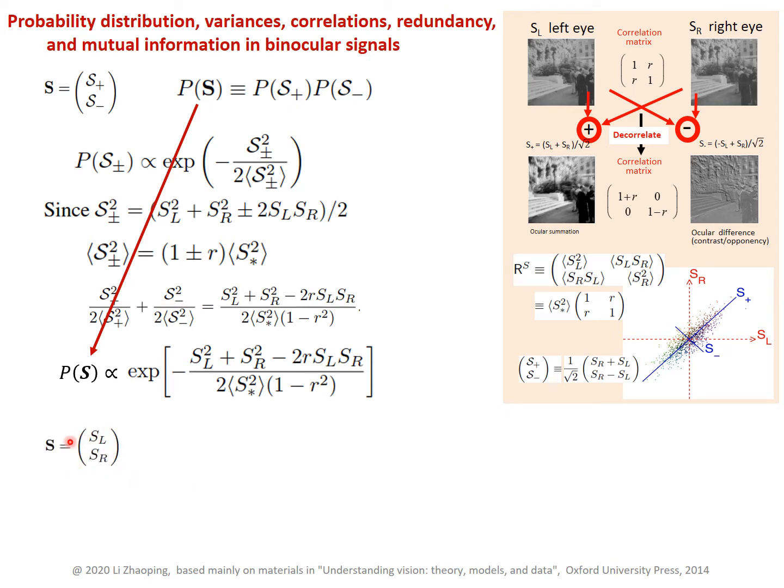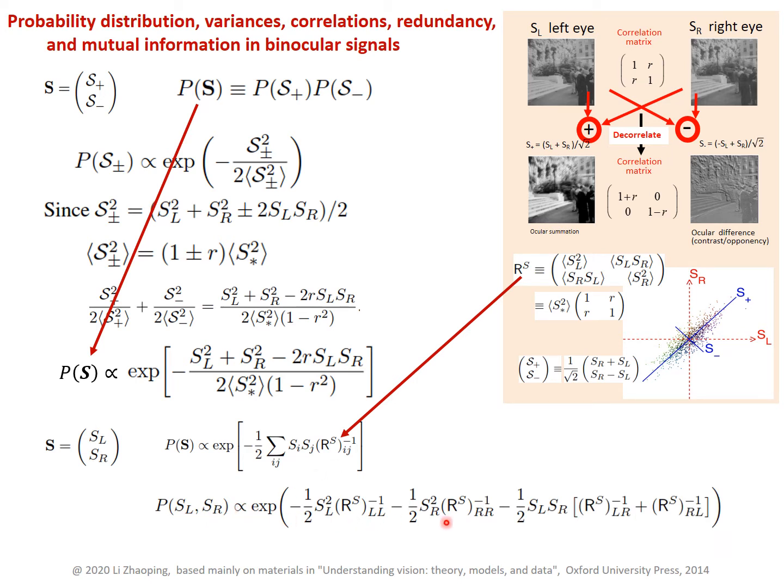Well, the same vector can also be expressed in the old coordinate components SL and SR, for which we have assumed that it follows a Gaussian distribution, and if we know its correlation matrix, we can write the Gaussian distribution in this form by taking the inverse of this correlation matrix. Now let's expand this term out for two components, SL, SR, put this in, and that's the detail. It's a joint probability distribution for each of the four terms, LL, RR, LR, RL.